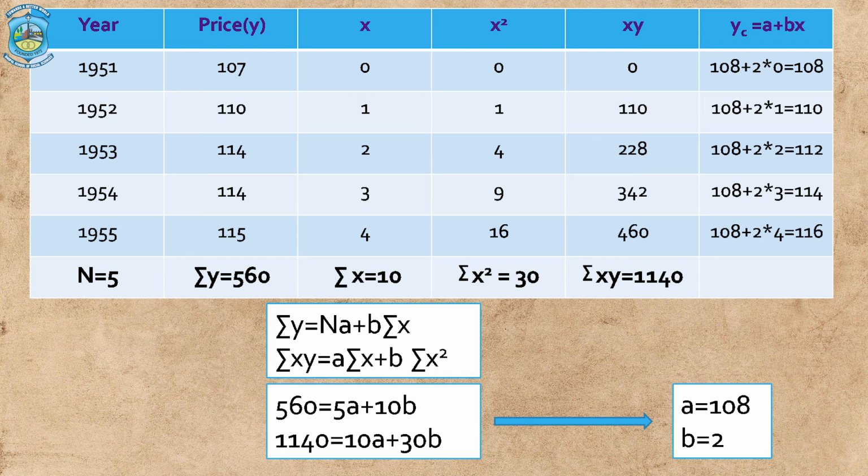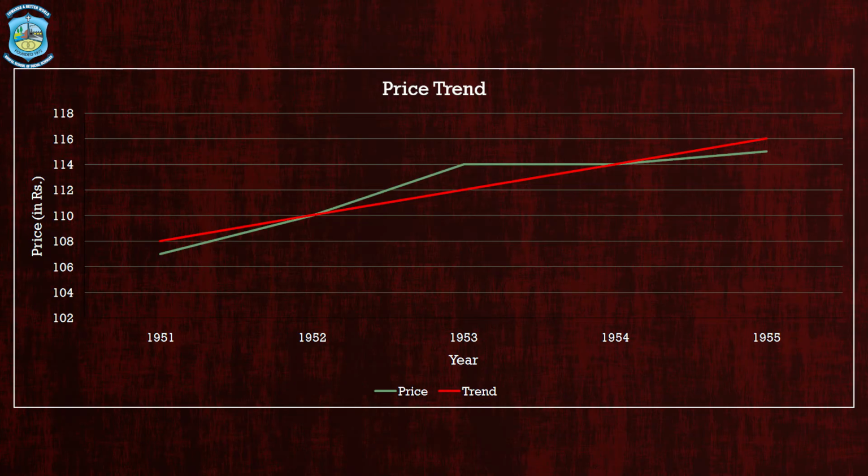We will now be substituting the values of a and b in the equation yc is equal to a plus bx, and we would get corresponding values for each of the years specified. Now we are going to plot the graph, and as you see, the yc value is plotted against each of the years. And here again we see that a price trend is established, which is an upward price trend. So those were the three methods that we could use to establish trends in time series data.